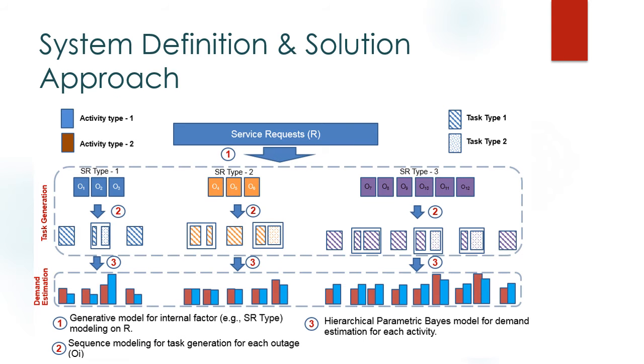Here in this slide, we summarize the compositional association between service request, task, activities, and demand. Our proposed approach explicitly models this compositional structure. Each service request can be grouped into different request types. As an example, in electricity distribution grid, depending on the type of device associated with the failure, a service request can be further grouped into service request types.